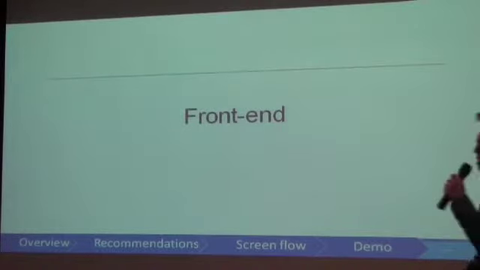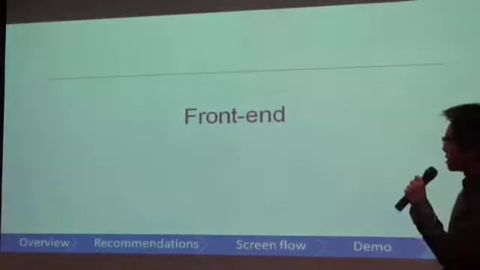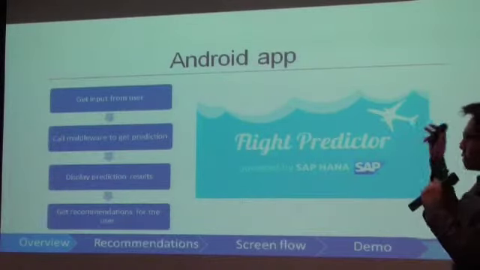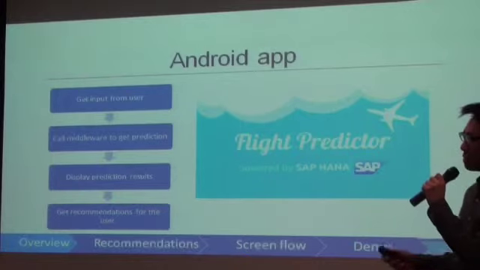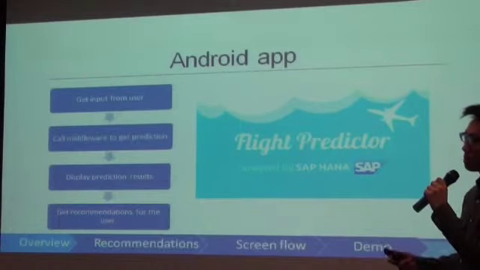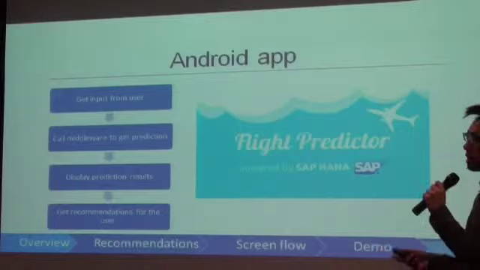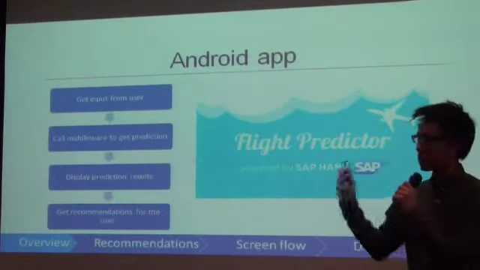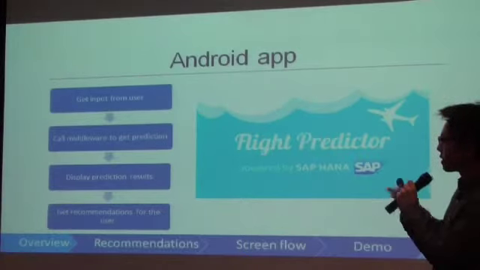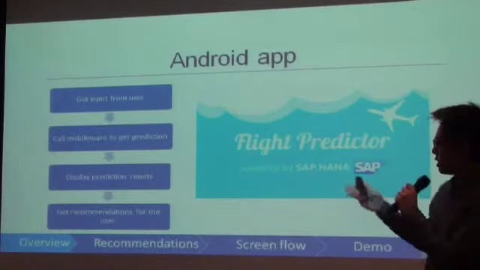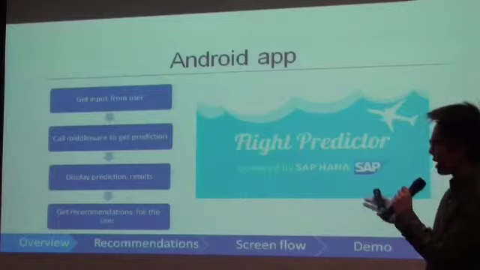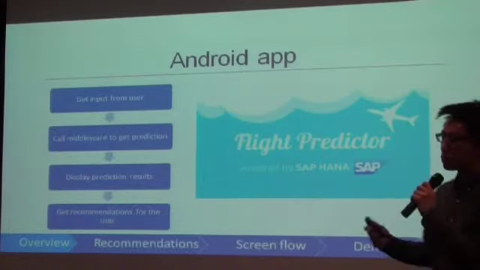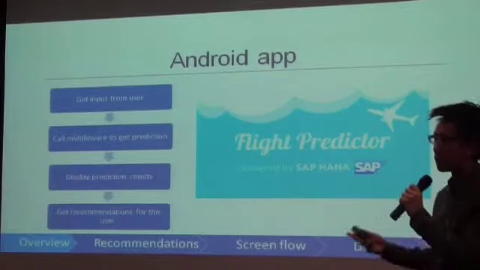Here's the front end part of our project, which is the Android application. Here's what it looks like and what it does. First, it will get the input from the user, which is the flight number, the origin airport, and the flight date, in order for the app to call the middleware to get the prediction. After the app gets the prediction, it will display the prediction result, and the user will have the choice to get recommendations of things to do around the airport or inside the airport.